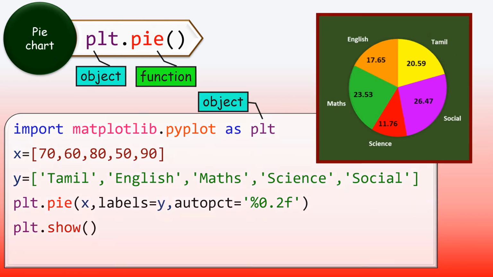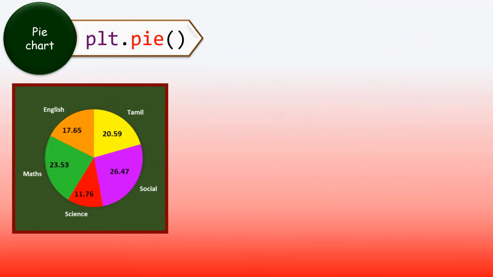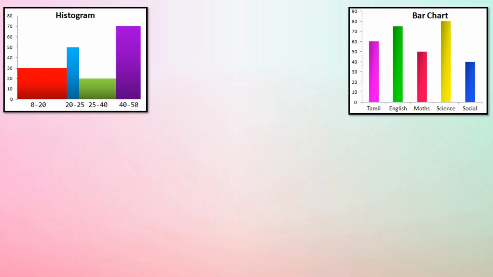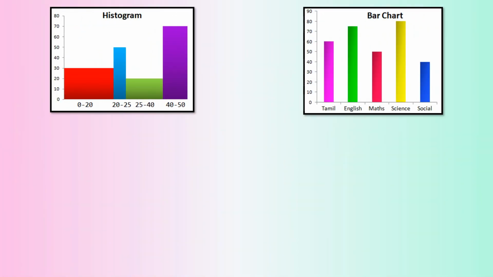What is a pie chart? A pie chart is a circular graph which is divided into slices to illustrate numerical proportion. The next topic is differences between histogram and bar chart.